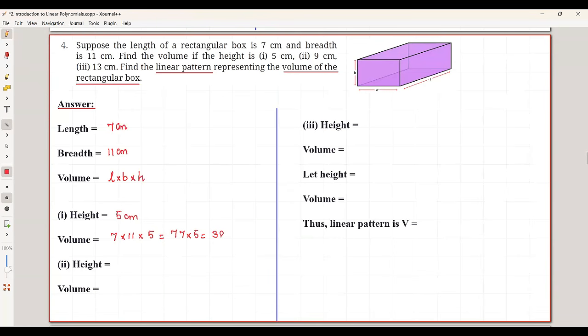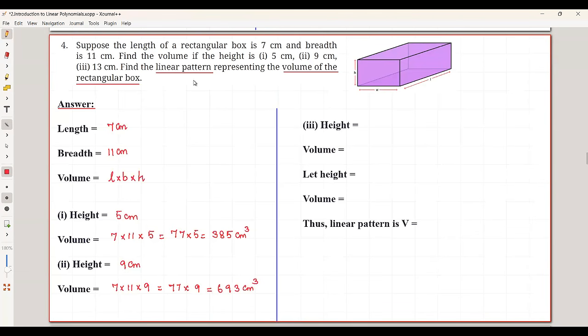The unit for volume is cubic unit. Centimeter means you have to write it as centimeter cube. Now the next question: the height is 9 centimeter. The volume is 7 into 11 into 9. That means 77 into 9, which is 693 centimeter cube.